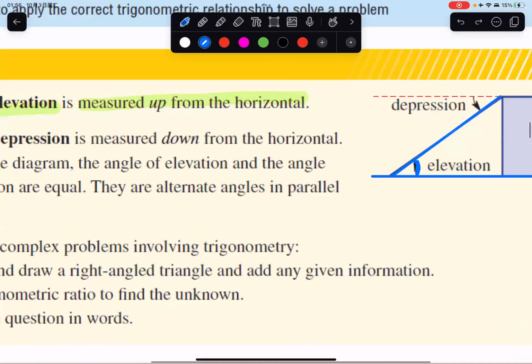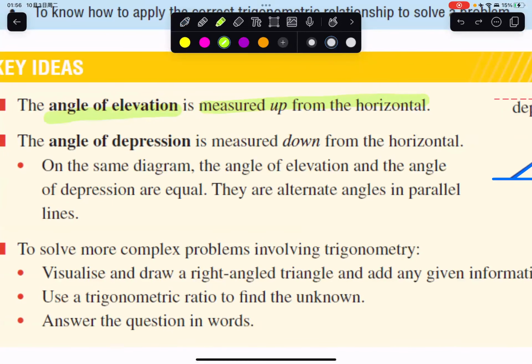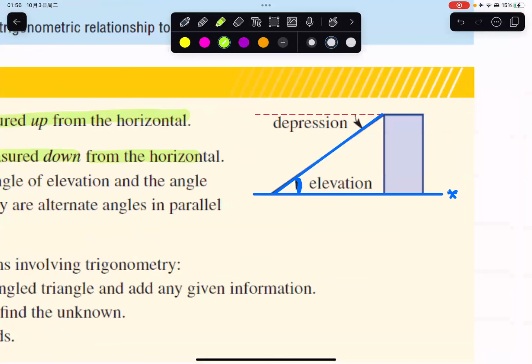The second one is the angle of depression. The angle of elevation is measured up, so the angle of depression will be measured down from the horizontal. Again, let's look at an example. Here you can see we don't have a horizontal line, so they give you a red dotted line. The angle of depression is this one. Some of you may say it is that one, but that is wrong. The correct answer is this one, because the horizontal is here.